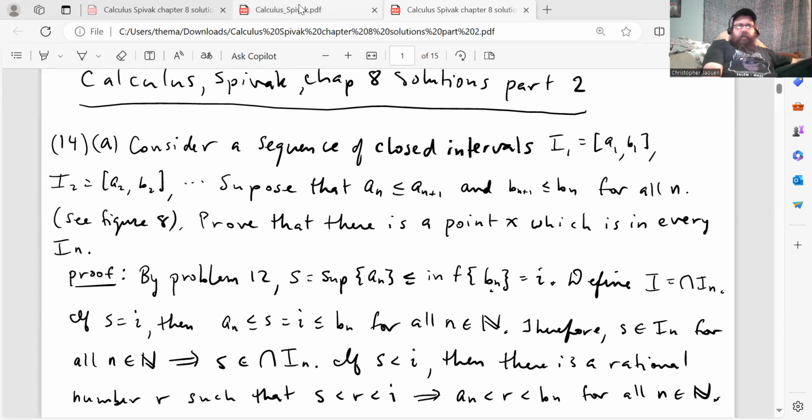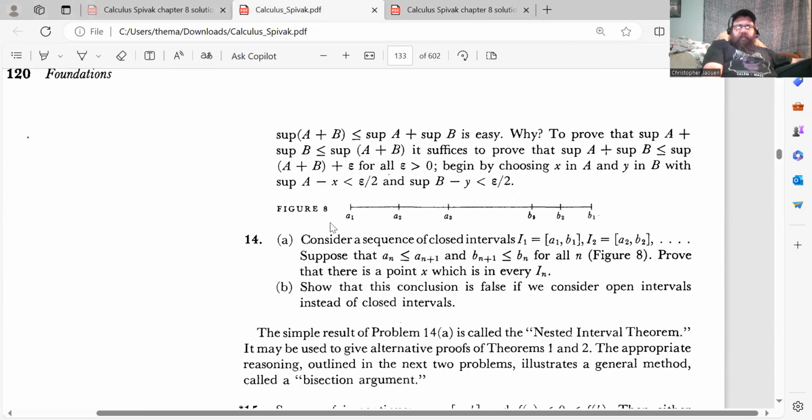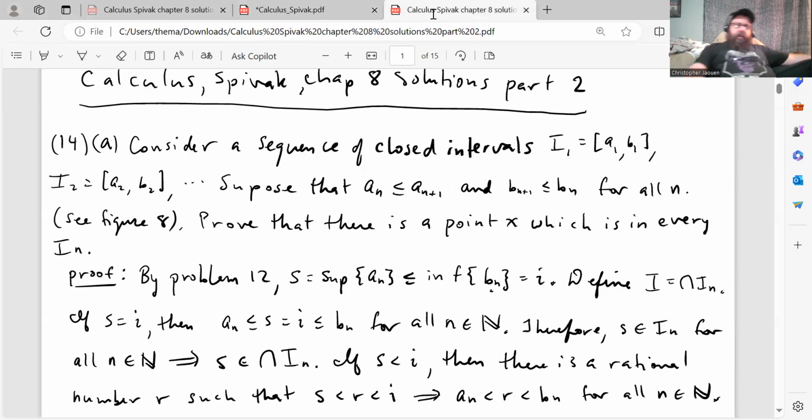Okay, and he says see figure 8. Actually, let me show you what the picture looks like in the textbook here. So this is figure 8, so you can see what the intervals look like. This interval here is I1. This interval here is I2. This is I3, etc., etc. And then he wants us to prove that there's a point X which is in every IN.